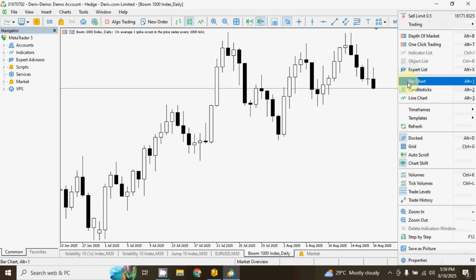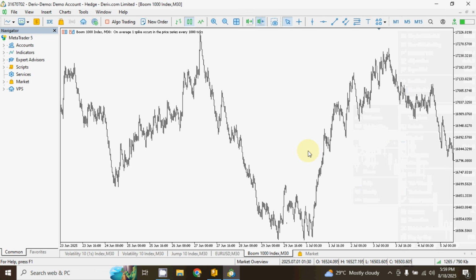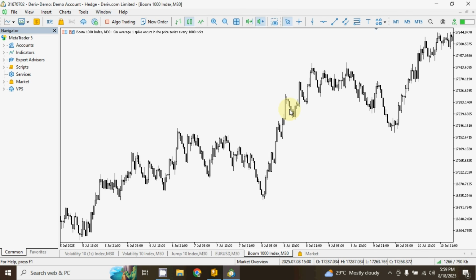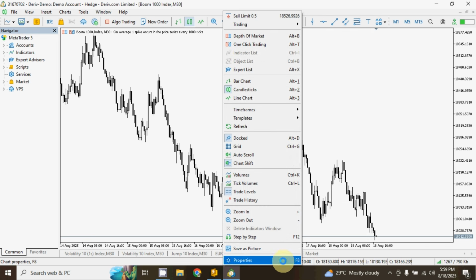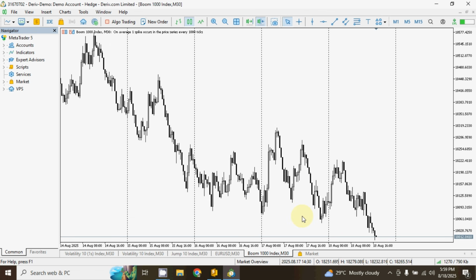Now once you confirm that the previous day was bullish, the next thing you have to do is to change the time frame to the 30-minute time frame. After changing it, make sure you turn on the period separator by going to the properties of the chart. Once you open the properties of the chart, make sure you click this period separator box. After clicking it, click on OK. Now you are done with that.